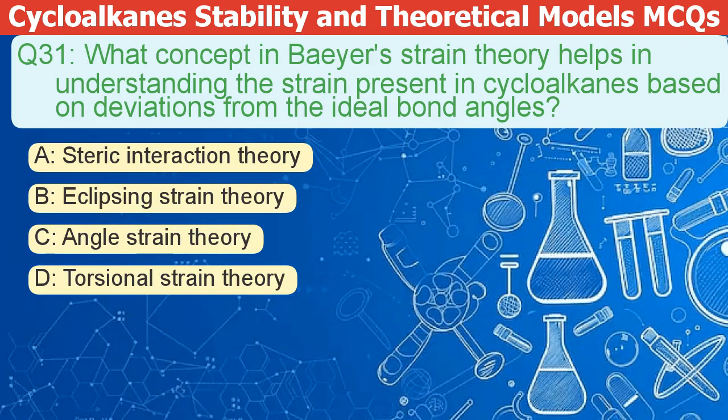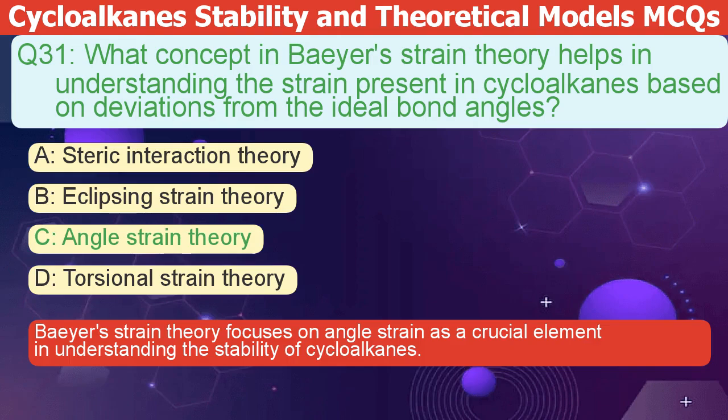What concept in Bayer's strain theory helps understand strain in cycloalkanes due to deviations from ideal bond angles? A. Steric interaction theory. B. Eclipsing strain theory. C. Angle strain theory. D. Torsional strain theory. The correct answer is C. Bayer's strain theory focuses on angle strain as a crucial element in understanding the stability of cycloalkanes.